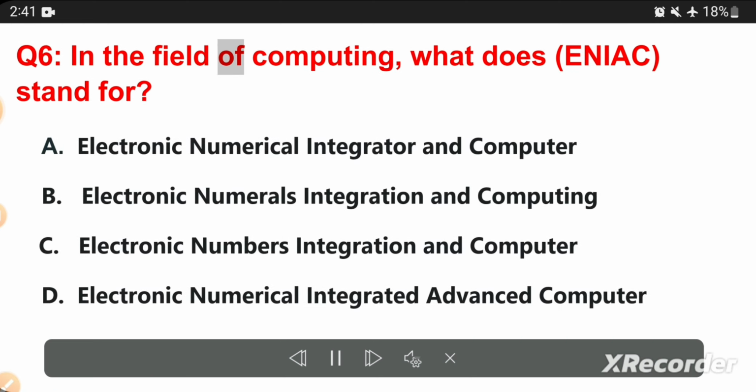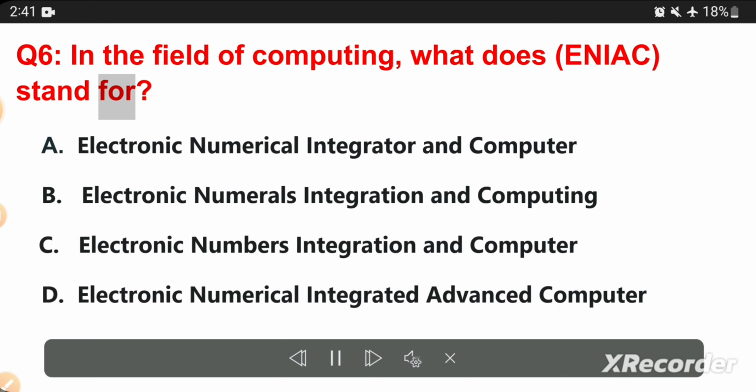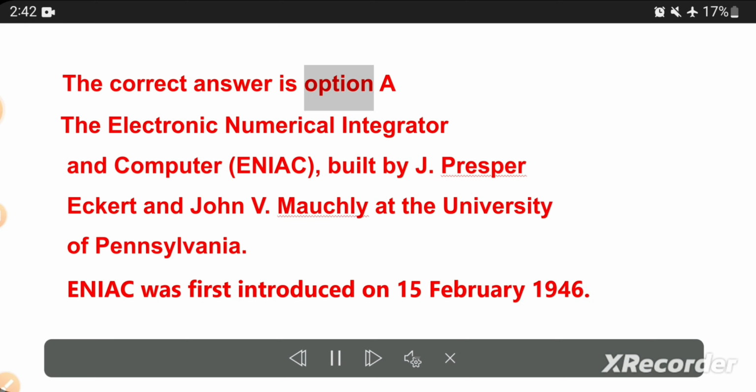Q6. In the field of computing, what does ENIAC stand for? A. Electronic Numerical Integrator and Computer. B. Electronic Numerals Integration and Computing. C. Electronic Numbers Integration and Computer. D. Electronic Numerical Integrated Advanced Computer. The correct answer is option A.